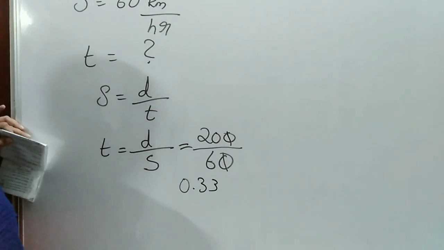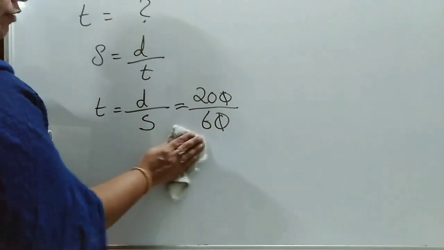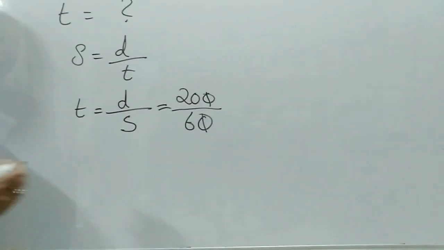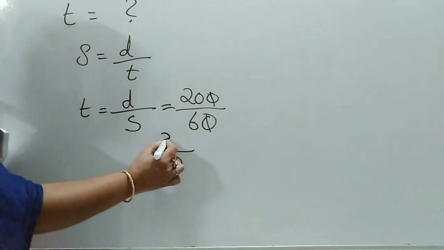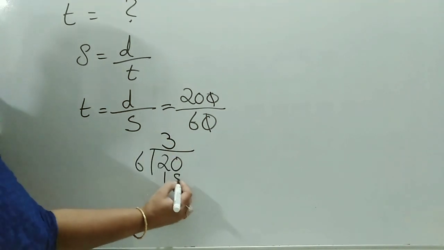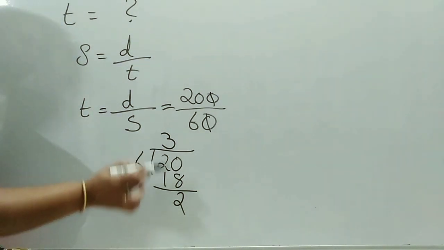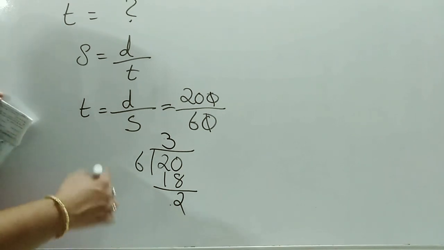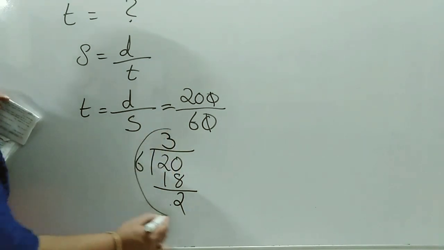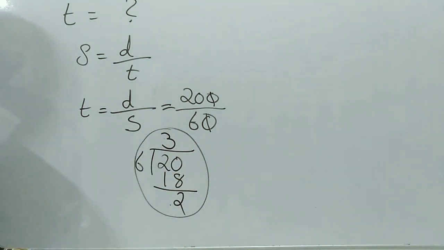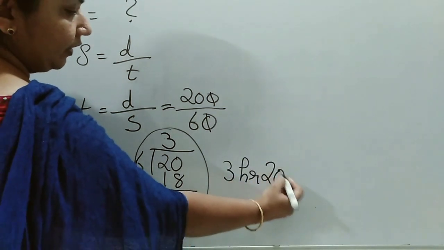It will go on. But for time, it is better to mention it with hour and minute. So what we have to do is the calculation, that is 20 divided by 6. 6 3s are 18. So the balance is 2. So we will get 3 hour and 2, that is 20 minutes. So this value, when you are writing in terms of time, we have to write 3 hour and 20 minutes.